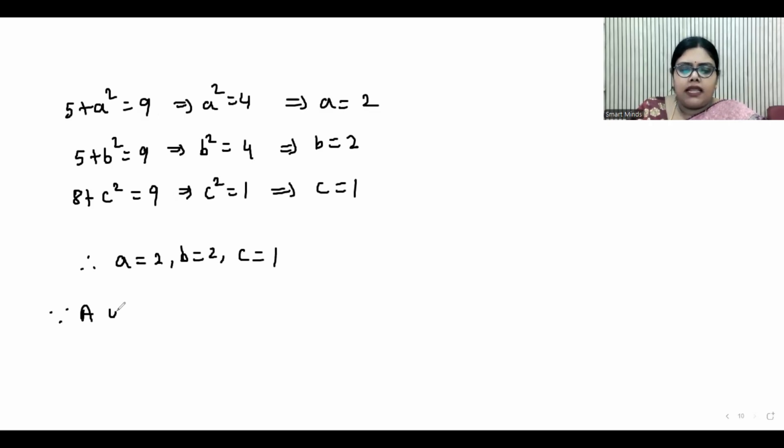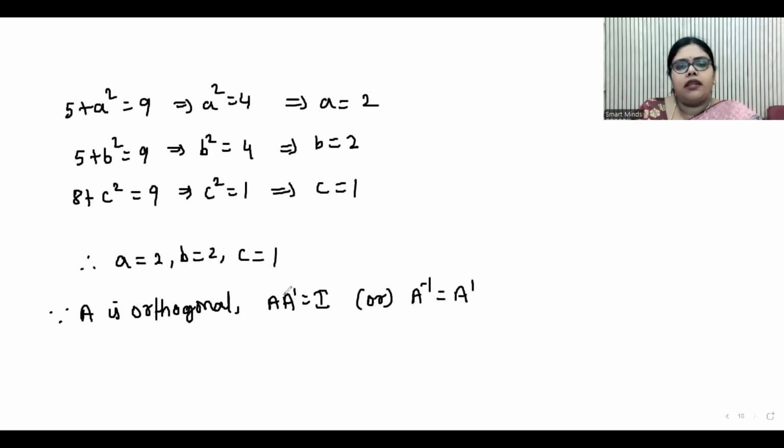Now since A is orthogonal, what is the condition we have? A A dash is equal to I. Or how can I write, A inverse is equal to A dash. If I take this A to the other side, it will become A inverse. So A inverse is nothing but A transpose. So what is A inverse? I am just copying the A transpose matrix: 1 by 3 into [1 2 2; 2 1 -2; 2 -2 1].